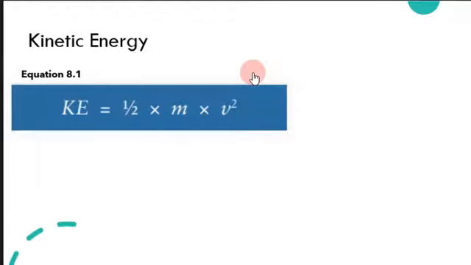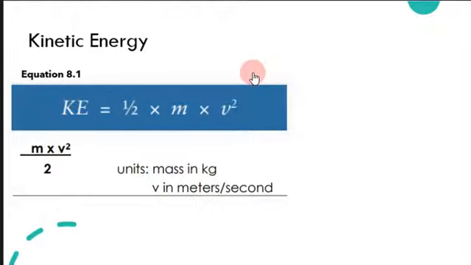So kinetic energy, we have an equation that you need to write down. I believe there's a box to write it down, yes? It says equation 8.1. Oh, it's written down for you? KE, so kinetic energy equals 1/2 times mass times velocity squared. Okay? So here we have m times v squared over 2. We could put those together instead of the 1/2 right there. That 2's just on the bottom, you get that? The units are mass in kilograms, and velocity in meters per second.